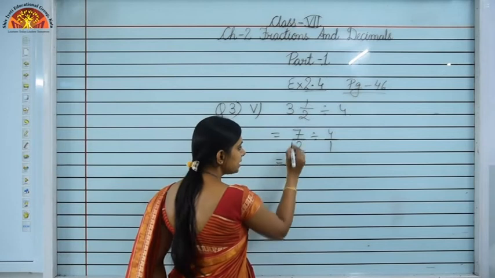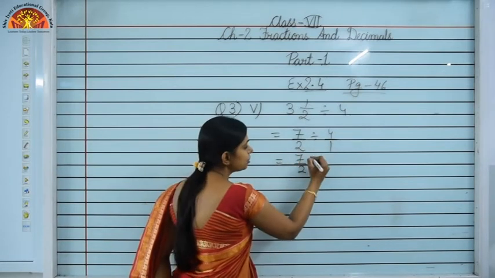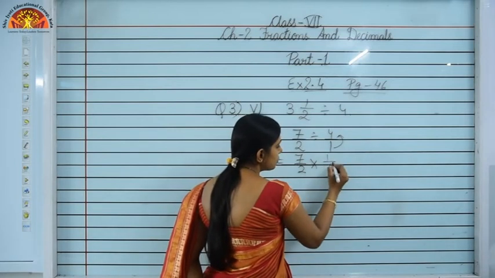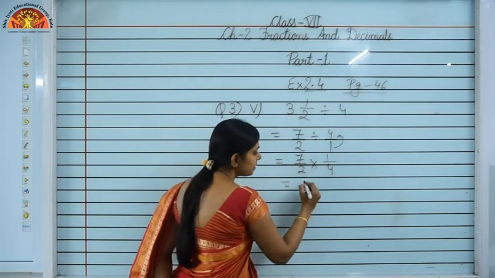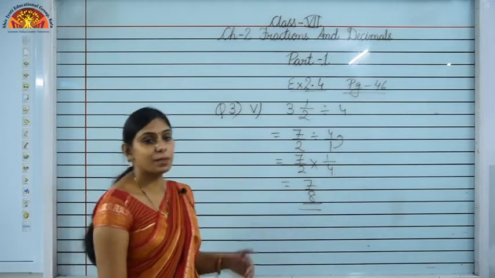Now it's very much easy. First fraction will remain as it is. Division sign will change into multiplication. You have to take the reciprocal of this number. So 1 upon 4. You can't simplify it further. So 7 ones are 7 and 2 4s are 8. So your answer is 7 upon 8.